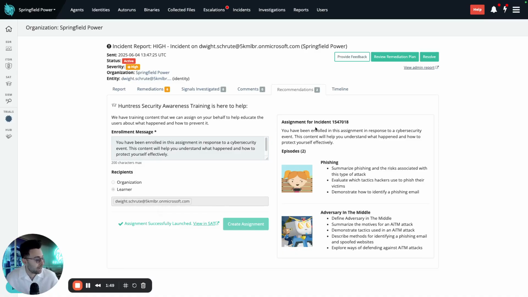Now, on the right-hand side, you'll be able to find out what particular assignment is going to be pushed out. And we can see there's 2 episodes over here being phishing and adversary in the middle as well. This is going to help enforce, to help continuously learn and continuously educate your members of staff. That is going to help reduce the overall risk that you'll be able to see, because your humans are effectively your first line of defense.